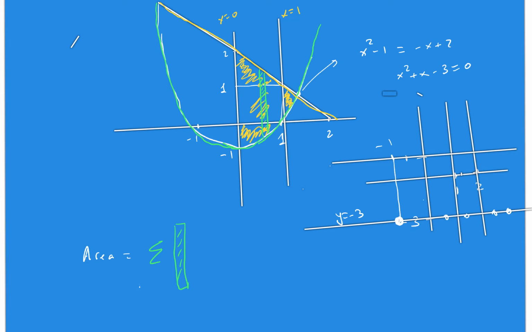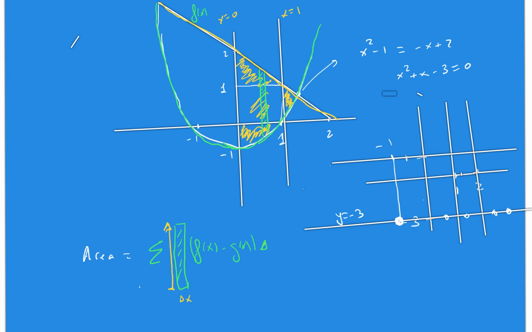And this piece has the length f of x, if I call this one the upper one, f of x minus g of x, and this will be this distance. F of x minus g of x will be all this distance, because g of x is negative, so f of x minus something negative will be positive, by the width delta x.